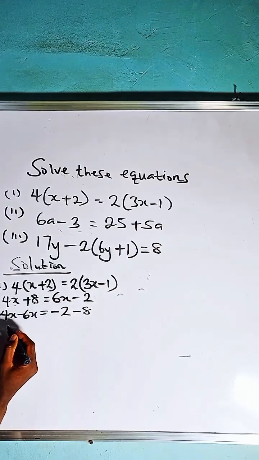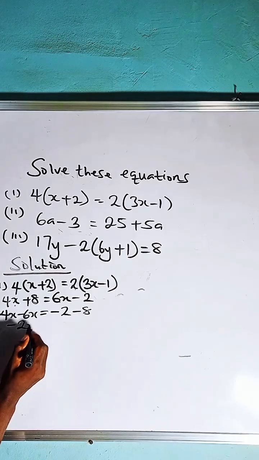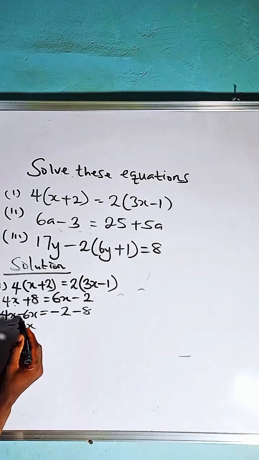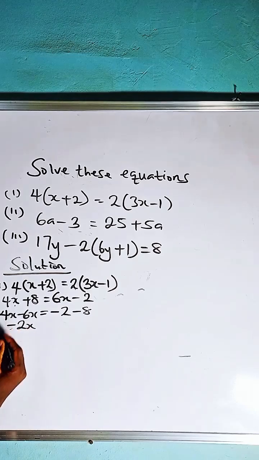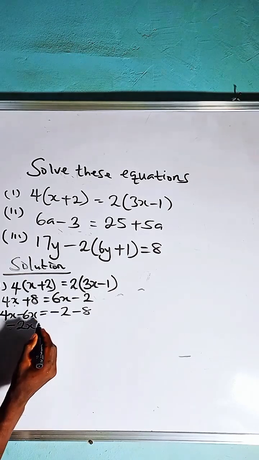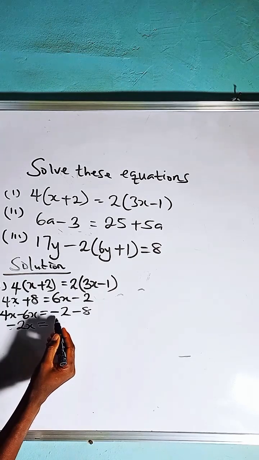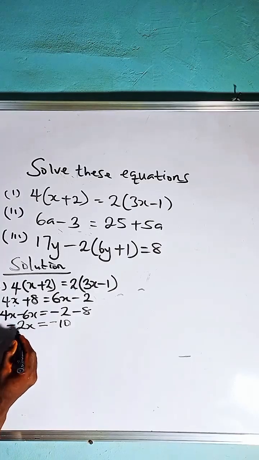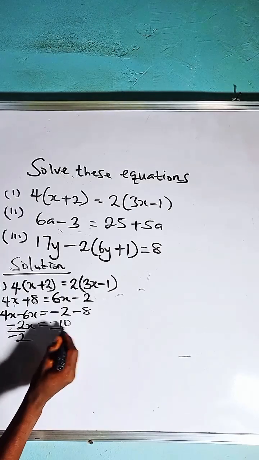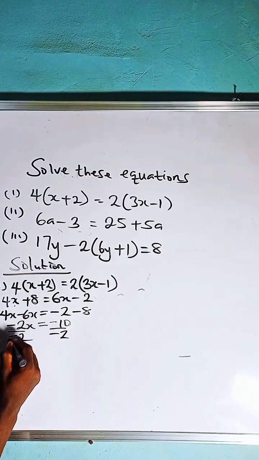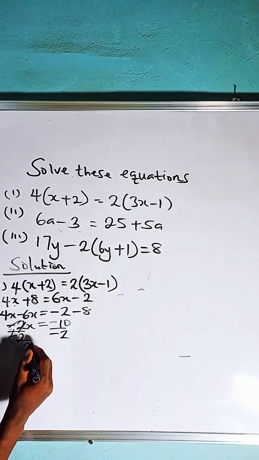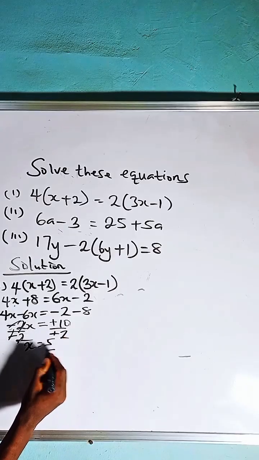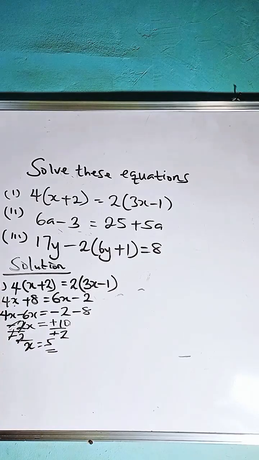So when we subtract this, we have this as minus 2x. Why the minus? Because we can't subtract minus 6 from 4, so we have minus 2. So this equals, okay, for minus 2 minus 8, this gives minus 10. The next thing we do, we have to divide by minus 2, okay. So when we do this, we have just x. For 10 divided by 2, we have 5, okay, for equation 1.